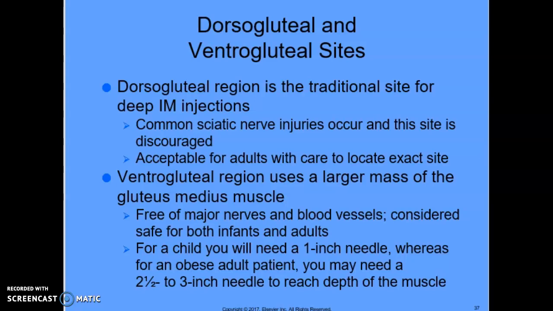You can look at 11-10, and this talks about how to give a Z-track intramuscular injection in the dorsogluteal site. And a Z-track is where we move the skin over and then we release it back when we give it.